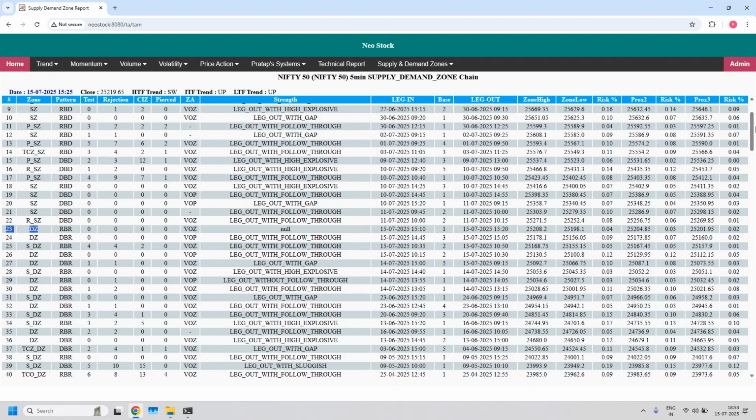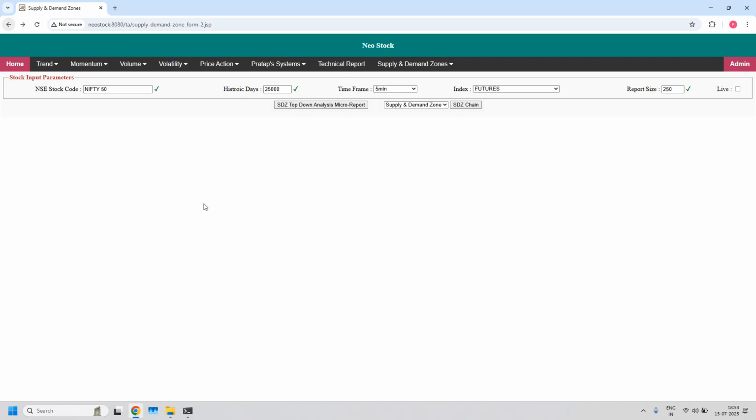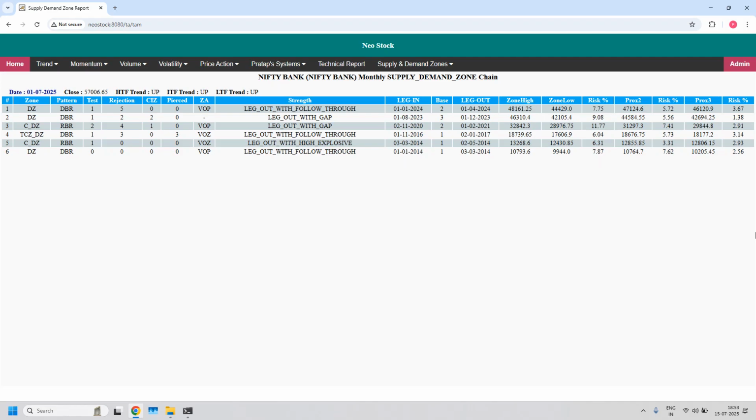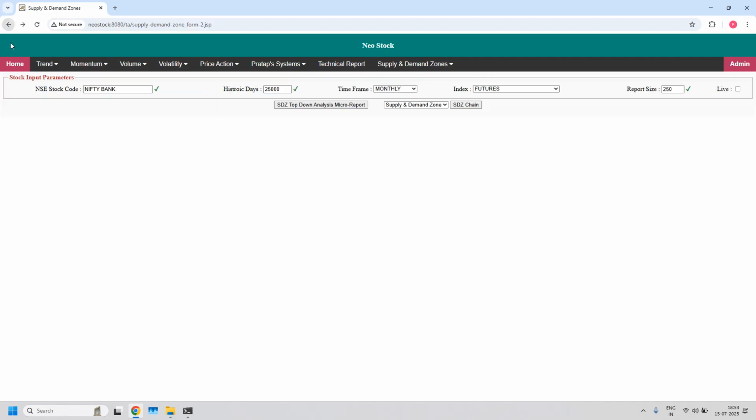Next, I will generate BANKNIFTY supply demand zone chain. Starting with, changing the name to NIFTY Bank. That is nothing but BANKNIFTY. Starting with monthly time frame, generating BANKNIFTY supply demand zone chain for monthly time frame. Next, generating weekly supply demand zone chain for BANKNIFTY.